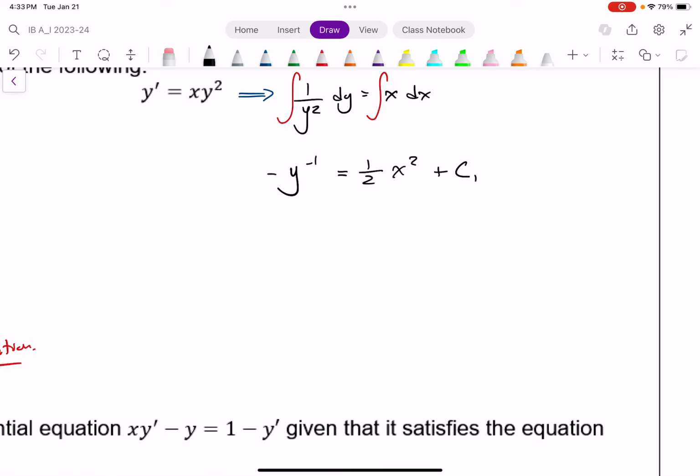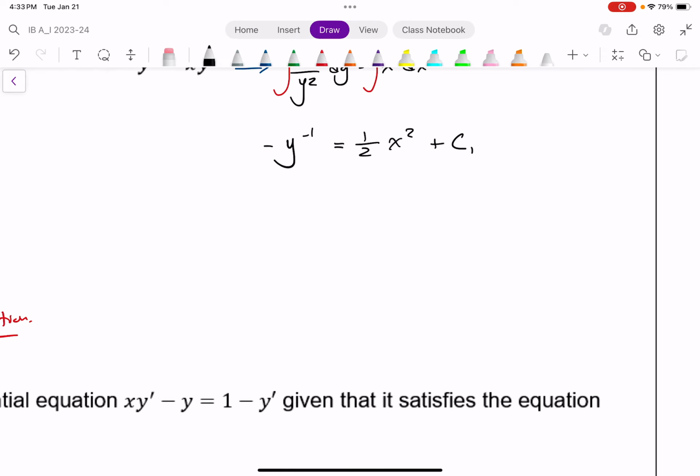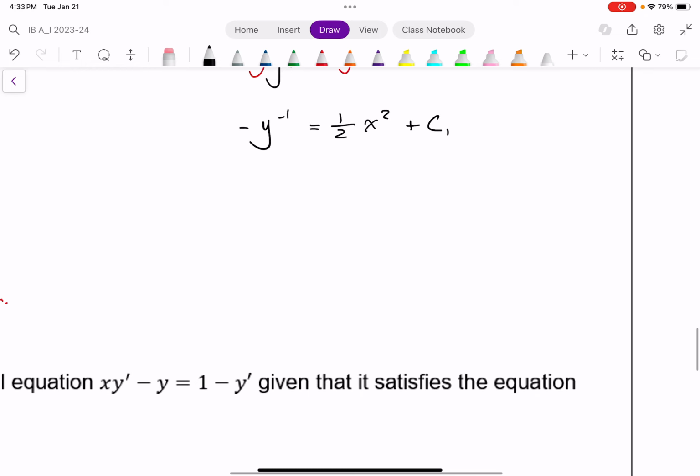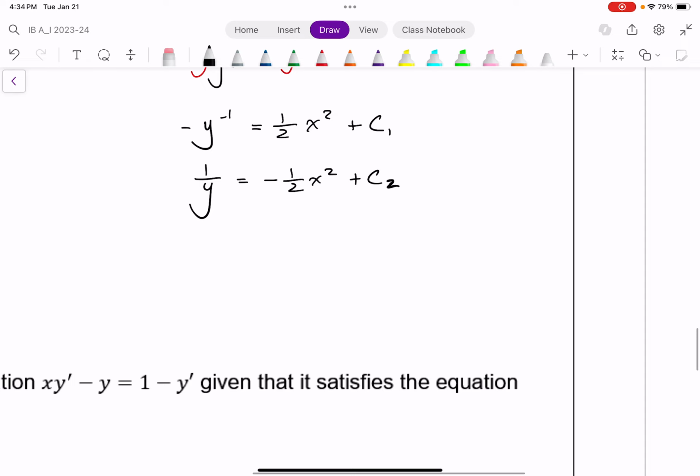All right, I now want to solve for y. So let's think what I have on the left-hand side here. First let me multiply everything by negative 1. So I have just 1 over y on one side, and I have negative 1/2 x squared. I could say minus c1 over here, but again, that constant can be any number, positive or negative. So I shouldn't get too hung up on plus or minus there. So I'm just going to stick with the plus. And if you don't like that, I'll call it c2 now. Okay, it's just some constant.